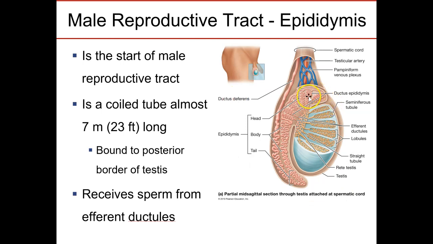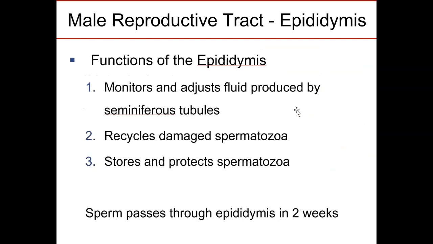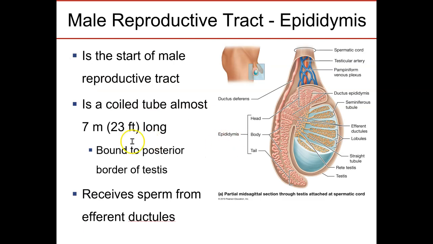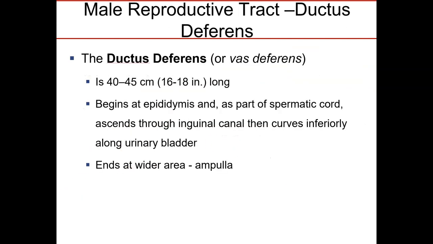And so the epididymis technically begins the male reproductive tract, and it's going to pick up the sperm, as we said, from the efferent ductules, and it actually can store the sperm for a little while. It controls the fluid. It recycles damaged sperm. They're not supposed to get out, although you could probably think of some people who probably were formed from damaged sperm. It stores and protects them, and the sperm hangs out in here for about 2 weeks, and while it's in there, it's going to mature, because this is about 23 feet long, so it's a pretty long coiled tube.